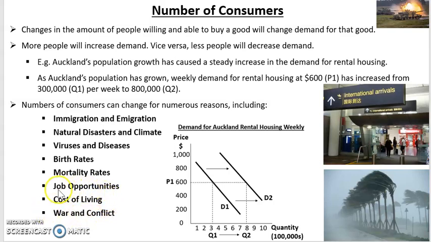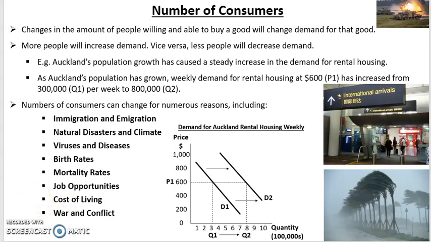and there's been a lot of previous Aucklanders who have moved out into the regions because of the excessive costs in housing, our regional fuel tax, a few other factors, which just has made living in Auckland unaffordable. Last but not least, war and conflict, another tragic driver of changes in the number of consumers.